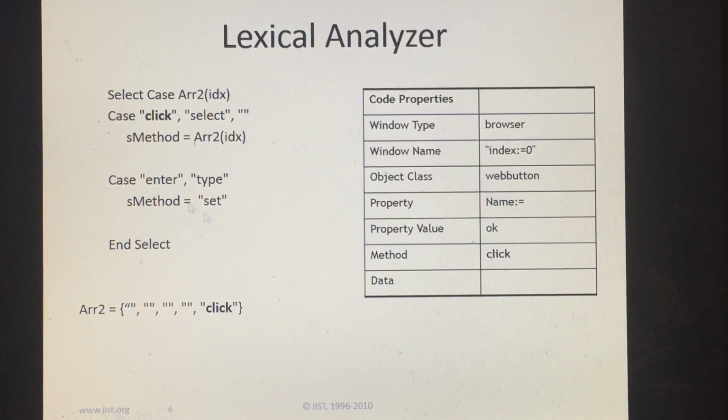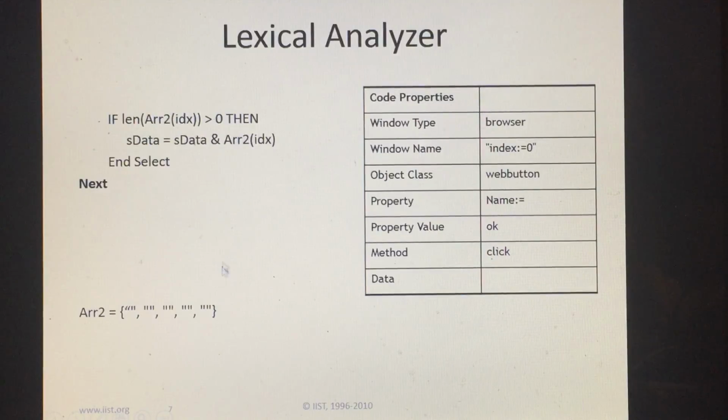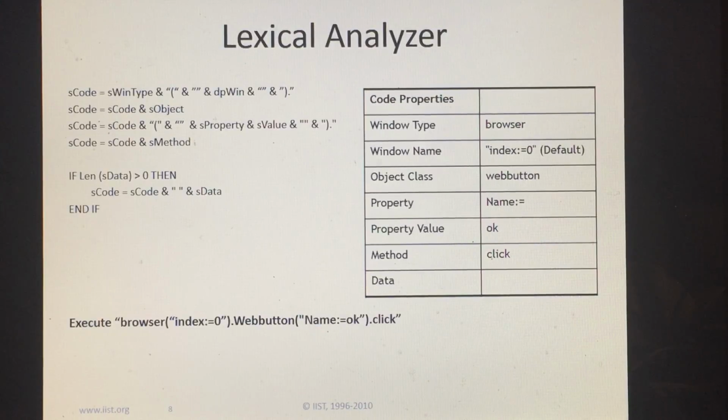Again, we're going to clear out that method, clear out the array, and if there's anything left in the array, that's going to be the data that would be appended or entered into the value, into the object. But in this case we don't have any data in this description.